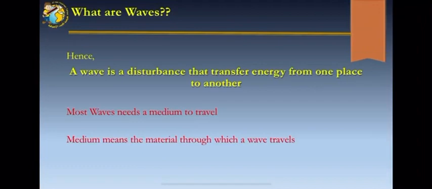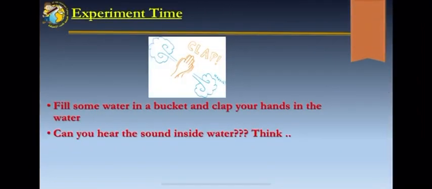So, what is the meaning of waves? Wave is a disturbance that transfer energy from one place to another. Disturbance means when you hit it with a rock, it creates waves, and then you are using your energy. And the waves also carry the same energy. Most waves need a medium to travel. Medium means the material through which a wave travels. Let's discuss what is a medium.